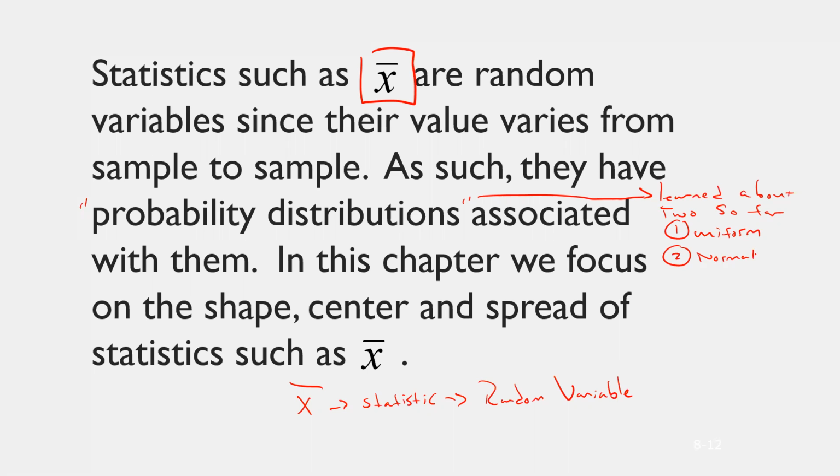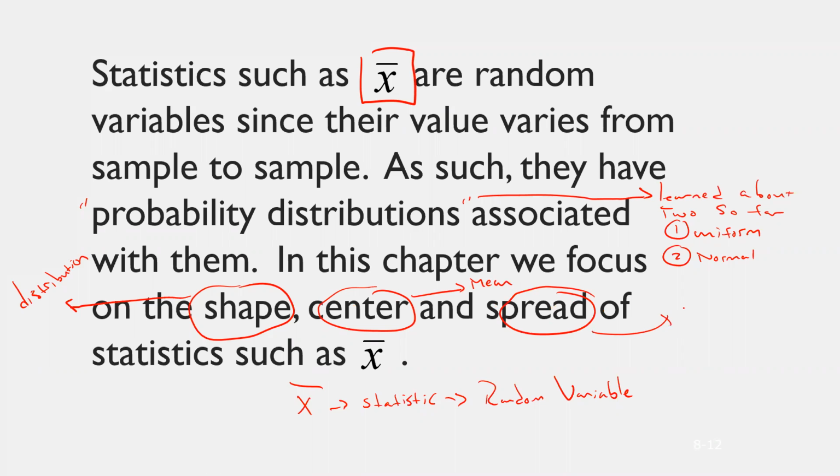Okay, so what we want to do in this section, this chapter, is focus on the shape. So when I say shape, what I'm talking about is the distribution, the center, and when I talk about the center, I want to talk about the mean, and the spread of the statistic. And the spread is what we call the standard deviation, of statistics such as a sample mean.